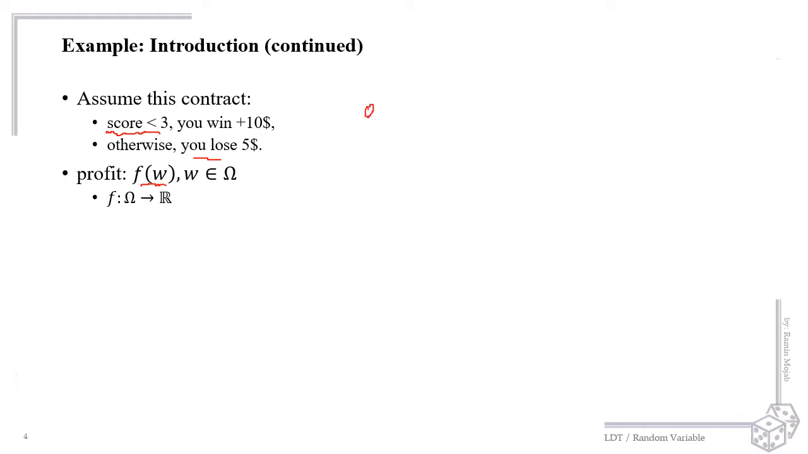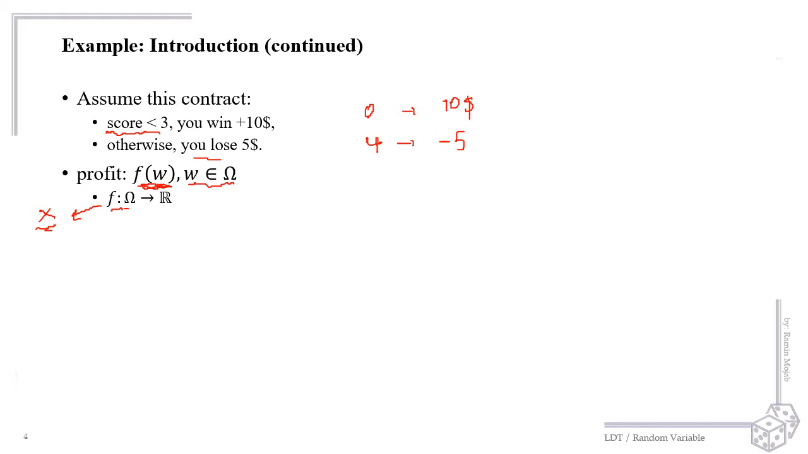If 0 is obtained, then you will win $10, or your profit is 10. If, for example, 4 is obtained, then your profit is minus 5. Therefore, your profit is a function of the elementary outcome w, in which w is in omega, or your profit is a function from omega to R. This is the random variable that we are going to talk about.